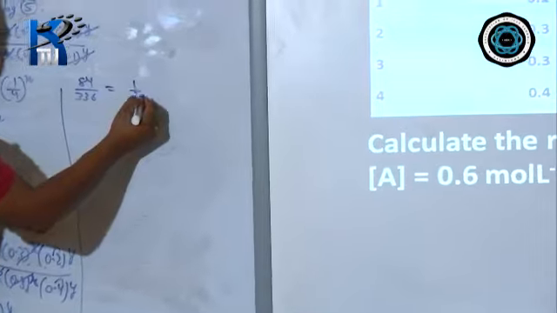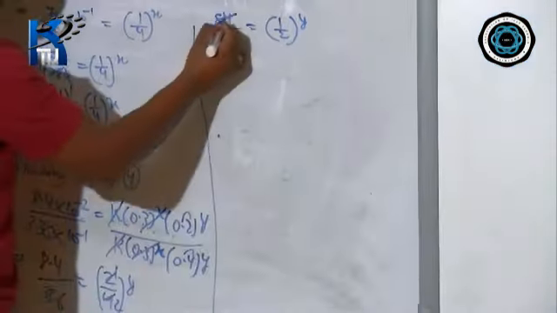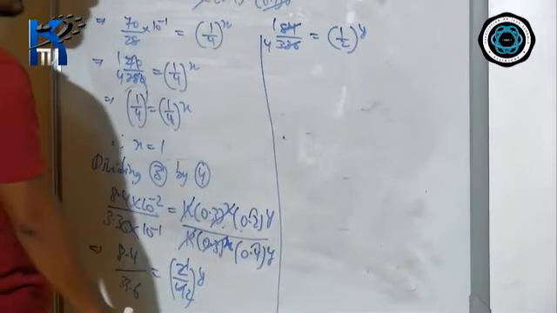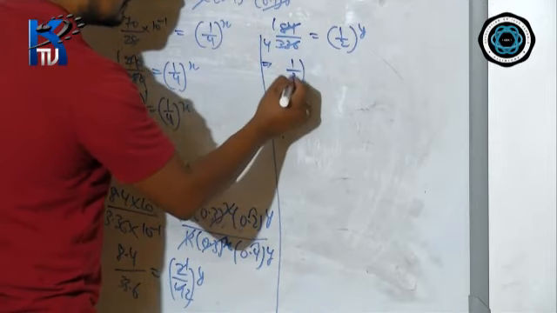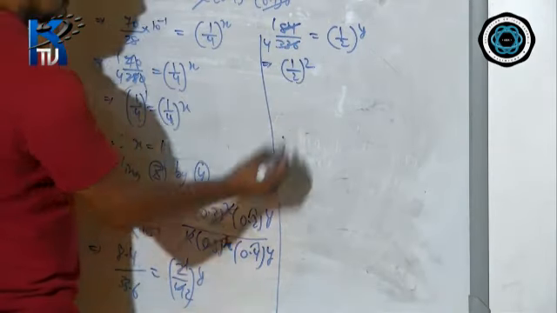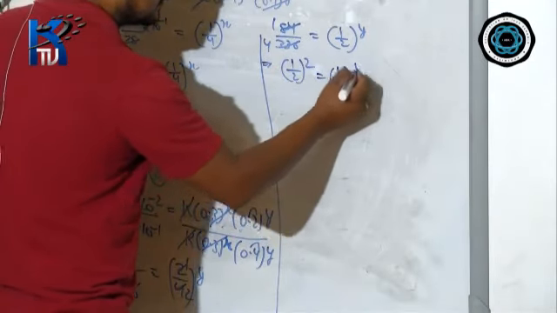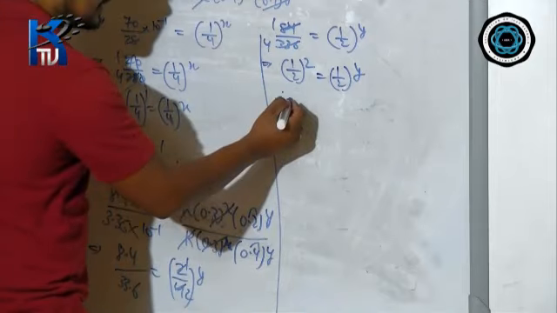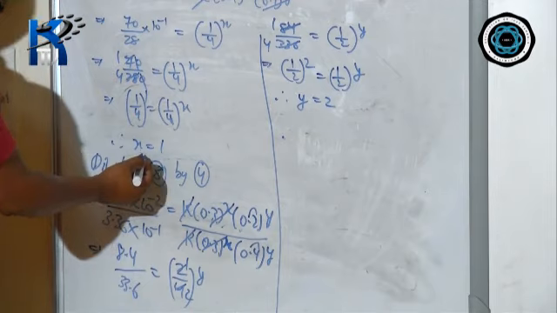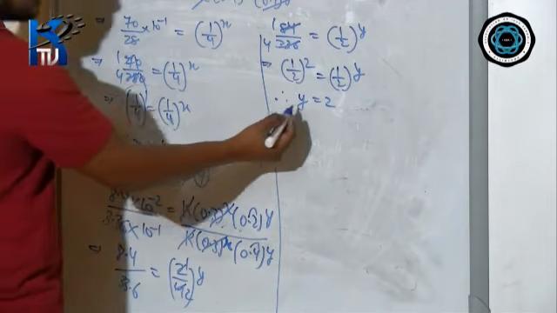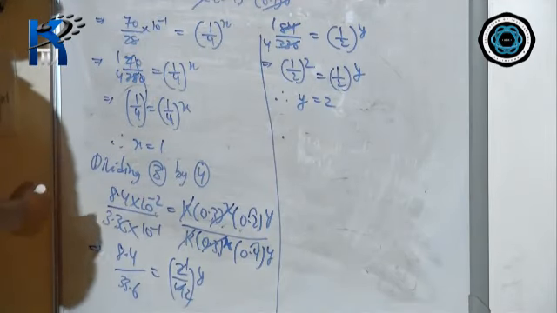And this side, if I divide, it will be 1 upon 2 to the power of y, because 2 1s are 2, 2 2s are 4. Now 84 goes exactly by 4 times. 84 4s are 336. And 1 upon 4 means 1 upon 2 whole square, because 1 square is 1, 2 square will give you 4. And this side will be 1 upon 2 to the power of y. So again, equating the base, if you equate the power, y will come 2. So we got the order of A as 1, that is x, and order of B, that is y, as 2. But the question has not asked you to find the order, but yet we got the orders.